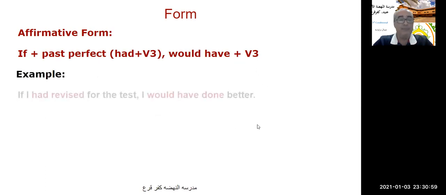For example, if I had revised for the test, I would have done better. So the action or the event took place in the past. And the result also was in the past. Okay? Now we are imagining what could have happened if I had revised. If plus past perfect, had plus verb 3. If I had revised for the test, and the result, would have plus verb 3, I would have done better.